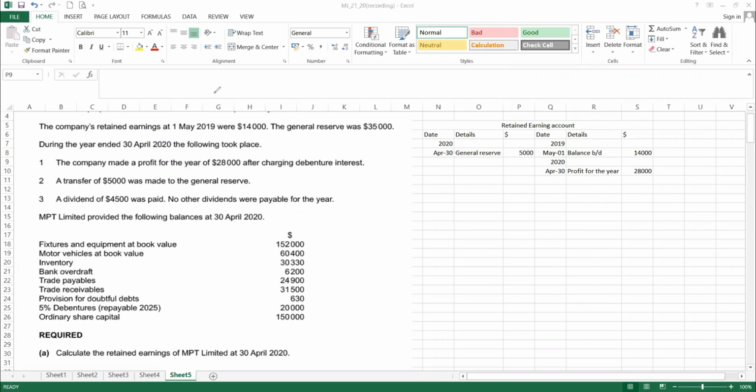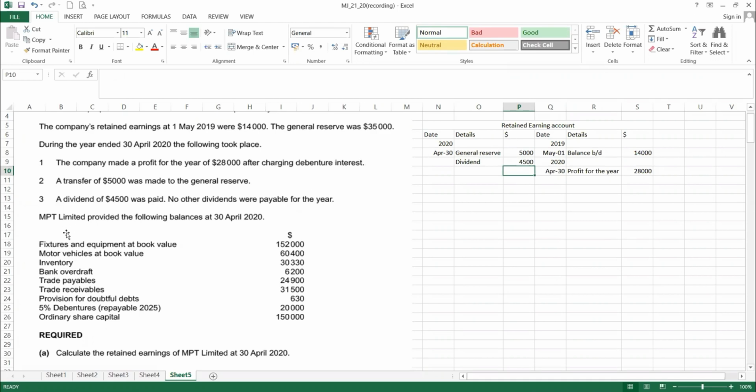Okay, now let's continue. A dividend of 4,500 was paid. Dividend paid is on the debit side because it reduces your amount in the retained earnings. But take note that only the amount paid you will record on the debit side. If it was just proposed, don't put it in. Okay, here dividend paid, 4,500.